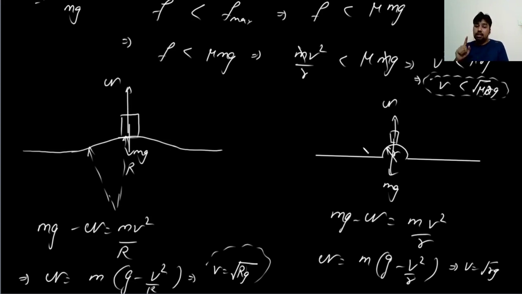So that's why, if you observe carefully, on wide speed breakers you have to apply less brake as compared to thin speed breakers. Wherever there are thin speed breakers, you have to apply more brake and lower the speed more, because this condition has to be fulfilled. If the normal becomes zero, the vehicle will jump. We don't want that. This is a very good example of circular motion.